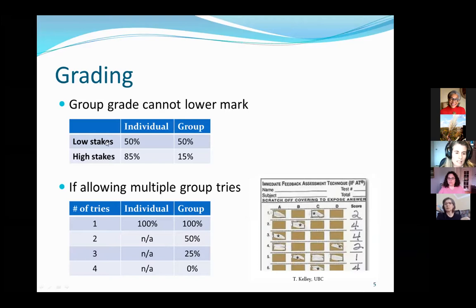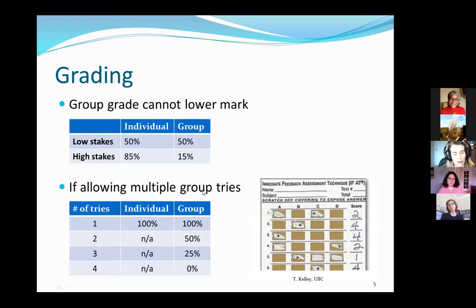If it's a low stakes assessment, it's pretty common to go 50% for the individual, 50% for the group, whereas if it's high stakes, most people choose to go 85-15. These aren't rules, this is just what I've seen done and is most commonly done.